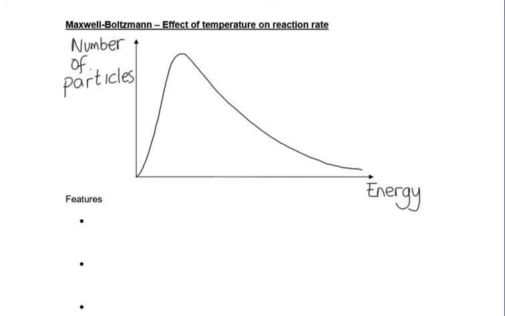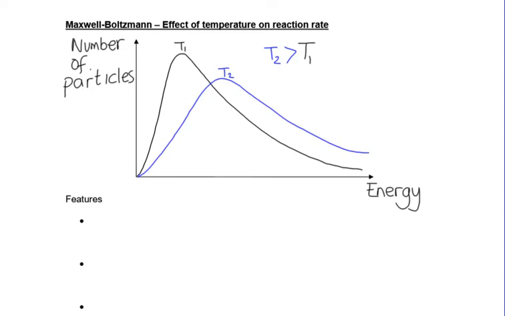What I want to do now is draw on a second curve for a higher temperature. Then we're going to look at the key features of that. So I'm going to change colour and then draw a second curve at a higher temperature. So there's my second curve at a higher temperature. So what key features are we looking for?